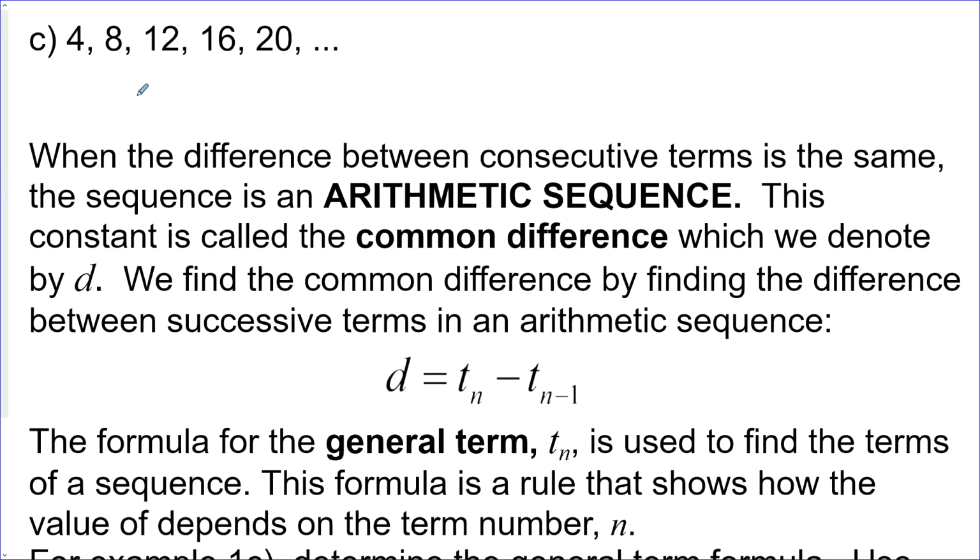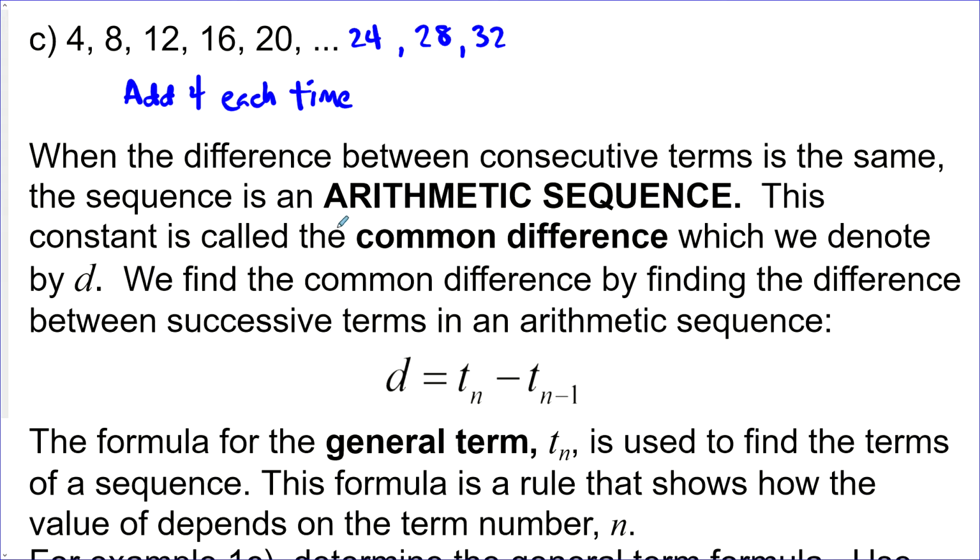The next one is 4, 8, 12, 16, 20. And this one we would add 4 each time. So the next three terms would be 24, 28, and 32. Now, when the difference between consecutive terms is the same, the sequence is an arithmetic sequence.